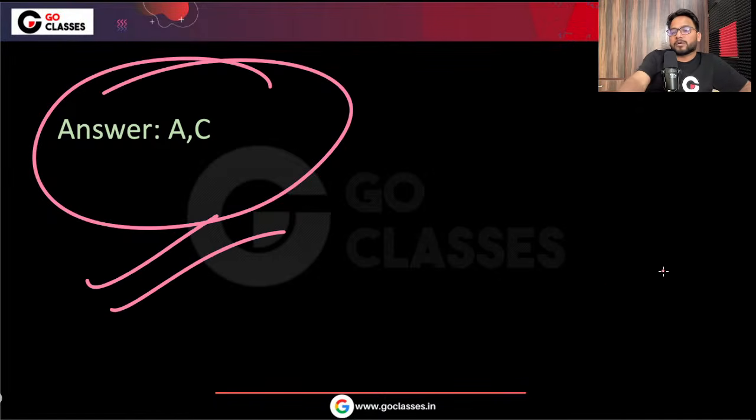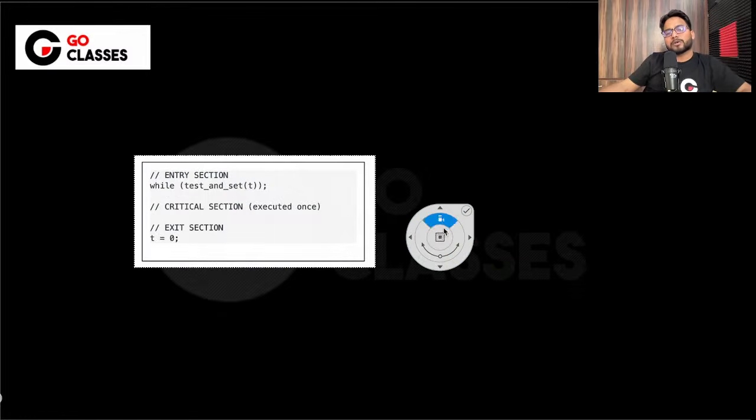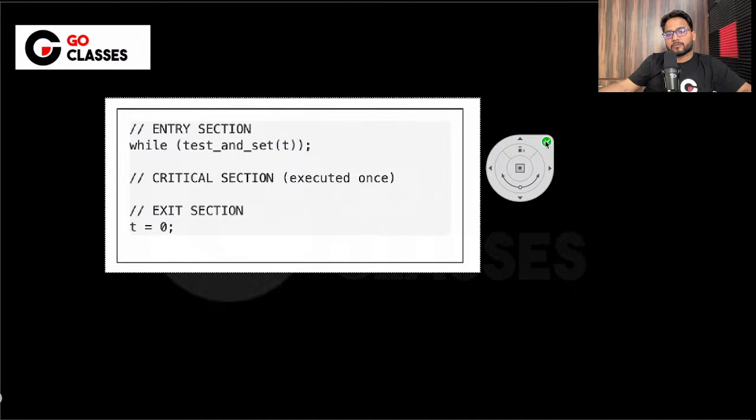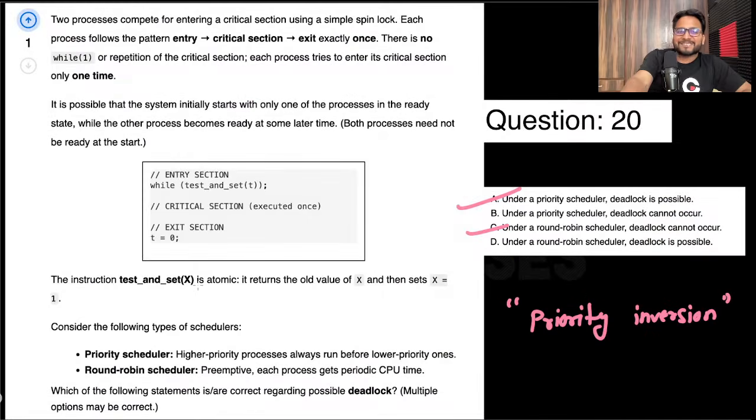But here I just want to tell you a little more. Consider the case of round robin itself, and let's talk about one interesting case. See, here they are saying each process follows this pattern: entry, critical section, exit exactly once, which means there is no while one. If you notice, there is no while one here. Generally in some questions we write while one, which means it can keep on entering. So this is a simple entry and exit. There is no repetition of the critical section. Each process tries to enter the critical section only once.